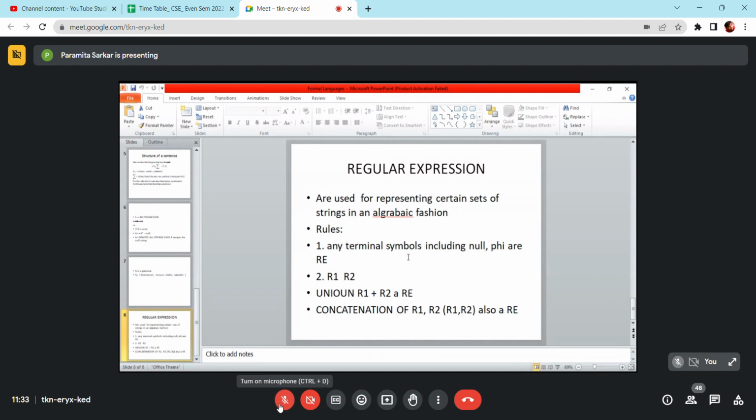Okay, so you may see that there were some rules. Some rules are based on the union. The union of two regular expressions is also a regular expression. And the concatenation of two regular expressions is also a regular expression. That is expressed as R1, R2.